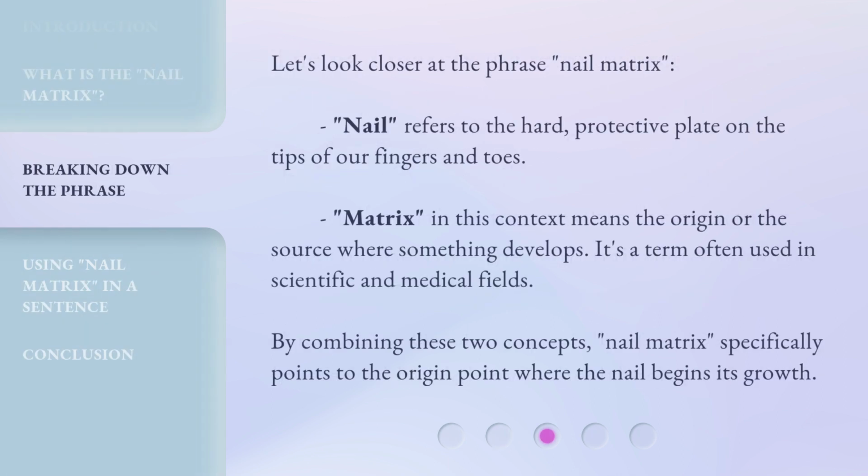Let's look closer at the phrase, nail matrix. Nail refers to the hard, protective plate on the tips of our fingers and toes. Matrix, in this context, means the origin or the source where something develops. It's a term often used in scientific and medical fields. By combining these two concepts, nail matrix specifically points to the origin point where the nail begins its growth.